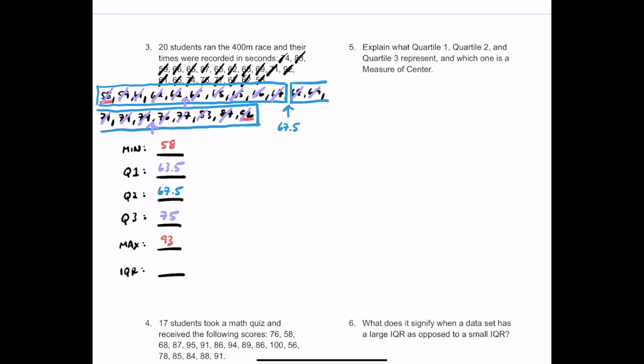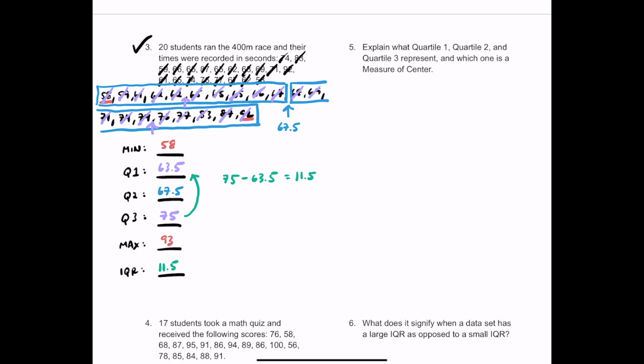Okay. Next for the IQR, very straightforward. We're just going to take the 75 and subtract. We're going to find the range of the middle 50%. So 75 minus the 63.5, that should be equal to 11.5. So the middle 50% of the runners were within 11.5 seconds from each other. Okay, that's number 3.